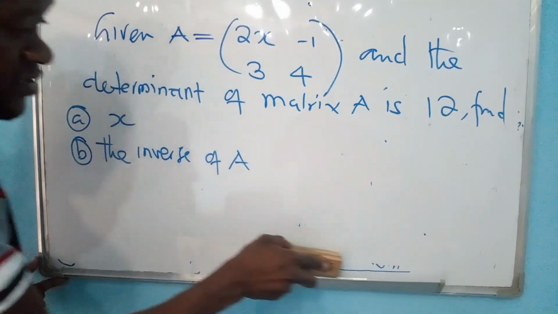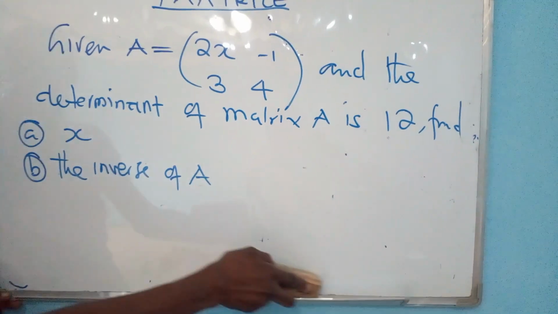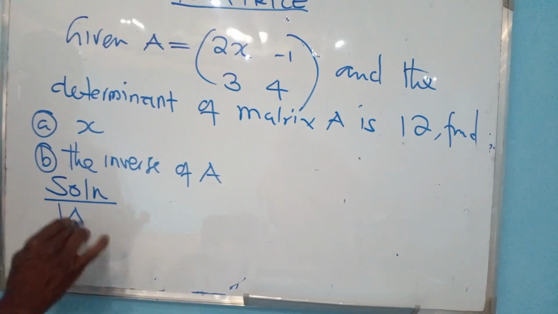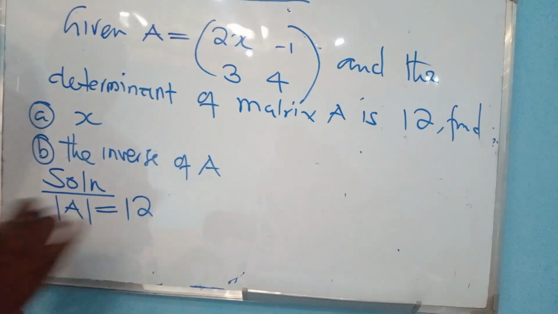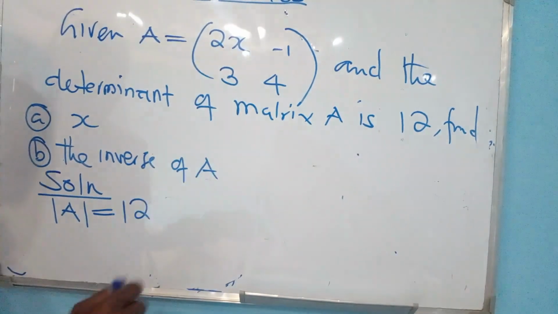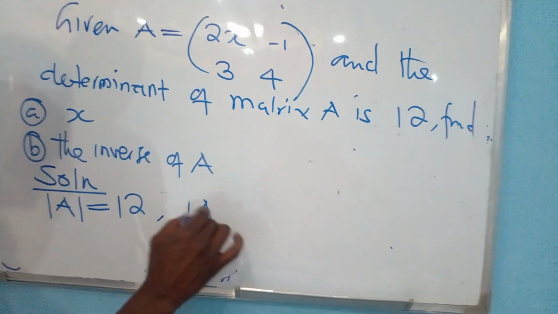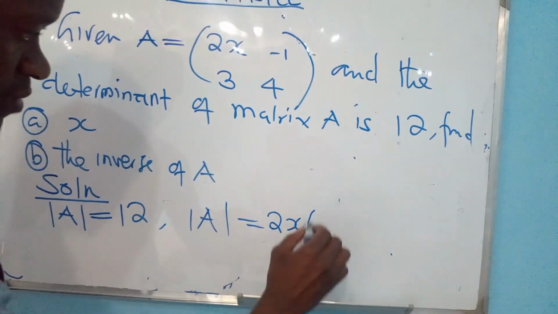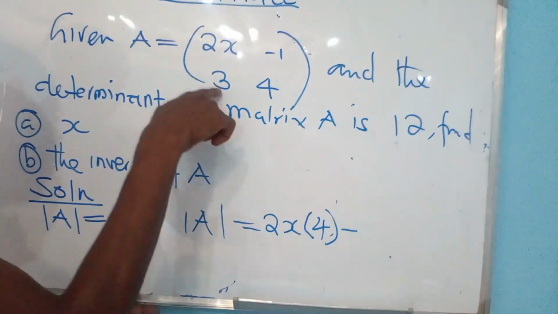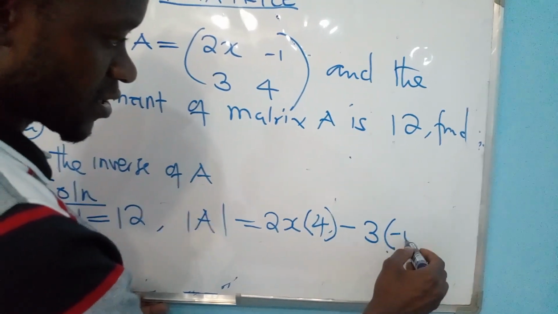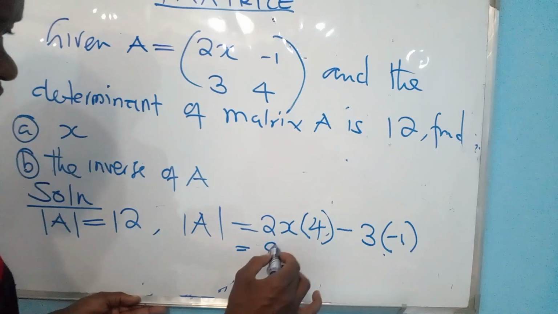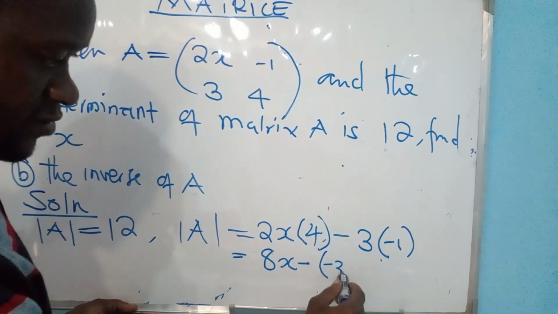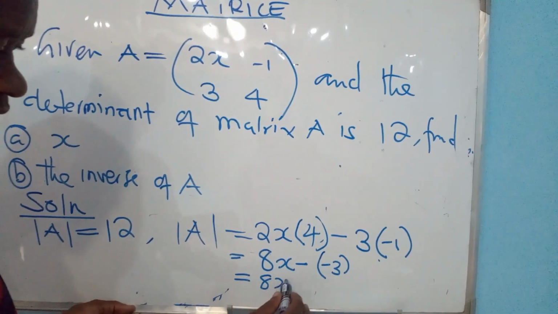So, we have been given the determinant of this matrix. This determinant of A has been given to us, and it is 12. From matrix A, our determinant will be: you multiply the entries in the major diagonal, 2x by 4, minus the entries in the minor diagonal, which is 3 times negative 1. So this will give us 8x minus, this minus is the one which is here, then 3 times negative 1 is negative 3. We remove the brackets, we are going to get 8x plus 3.